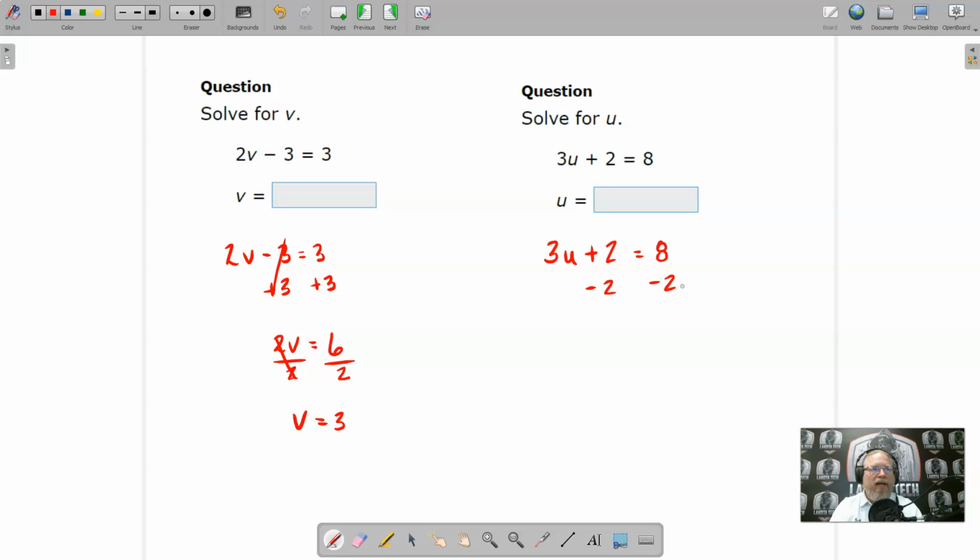So what I do to one side, I do to the other. The 2's are going to cancel each other, leave me with 3u on the left. 8 minus 2 is 6. Now let's go ahead and undo the multiplication here with division. Let's divide by the very number we wish to get rid of. The 3's are going to cancel each other, leave me with just u, and 6 divided by 3 is 2.